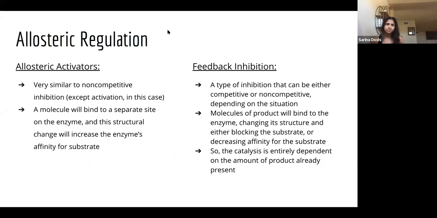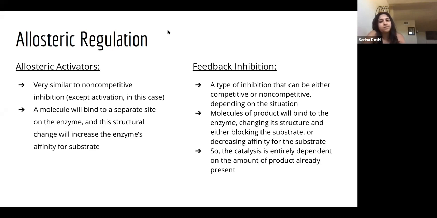Okay. So here we have allosteric regulation. Allosteric activators are very similar to non-competitive inhibition, except in this case, they're activating. So let's say you have an enzyme, and the enzyme doesn't usually work. Generally, it's a dud. If you have a certain molecule, the activator, it will bind to a separate site on the enzyme and induce a structural change. The structural change will increase the enzyme's affinity for substrate and activate it and make the substrates bind to the enzyme and something to occur.